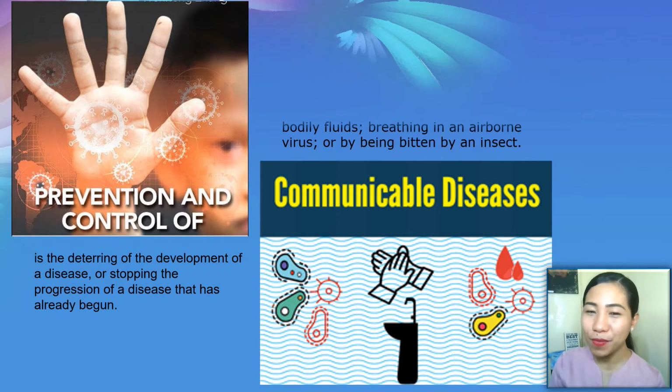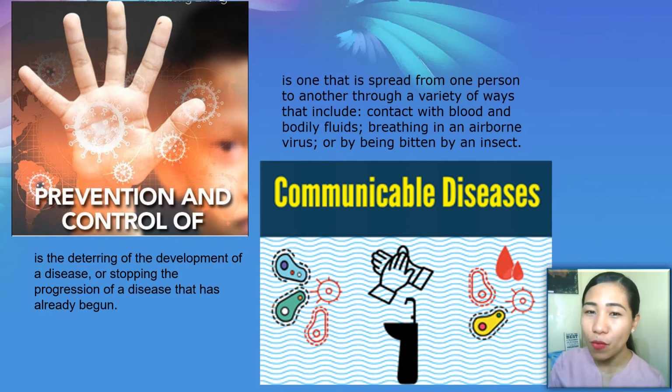On the other hand, communicable disease is one that spreads from one person to another through a variety of ways that include contact with blood and bodily fluids, breathing in an airborne virus, or by being bitten by insects. So that's why disease prevention and control is a very important health concern because it affects the quality of people's life. In the same way, communicable disease not only threatens the sick person, but also his or her family and the society in general. Thus, protecting ourselves and our families from diseases is both a personal and social responsibility.